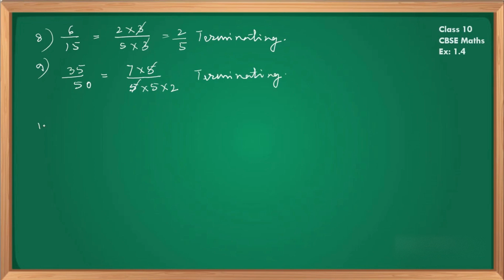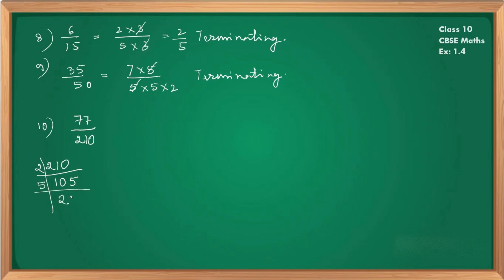The last question is the 10th question. It is 77 divided by 210. Now 210 you have to factorize. Let us try this way. Let us try with 2. 2 ones are 2, it doesn't go, and you have to put 5. 2 into 105 gives you 210, and this is now divisible by 5.